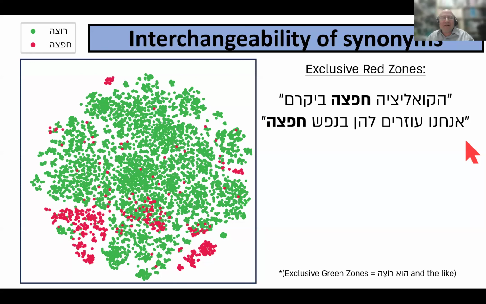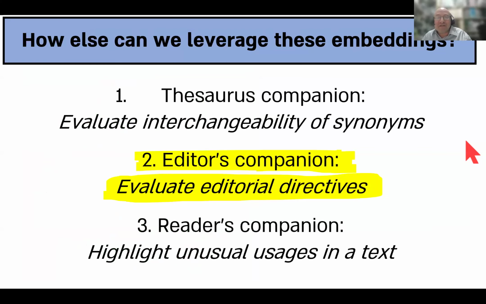So this is the power. This is the first thing I wanted to show you: the idea that using BERT, we could build an entire thesaurus companion to let readers know which synonyms are in fact interchangeable and which ones actually have various constrictions, at least in practical usage. Now, number two, editor's companion.